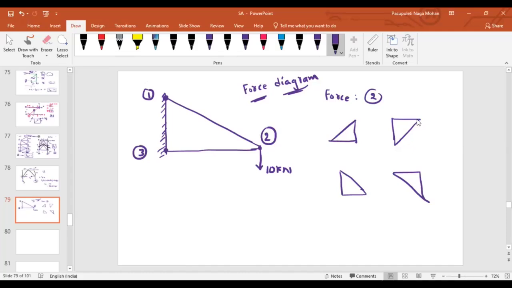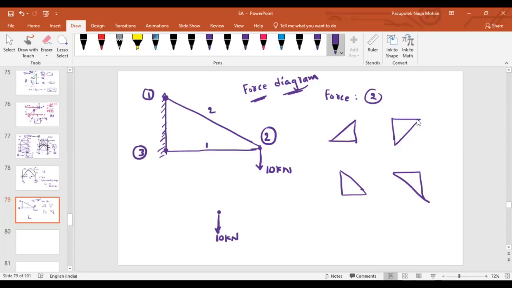If I draw the free body diagram at joint 2, this is the external applied force, 10 kilonewton. Can you tell me, by the application of the loads, what do you think? Let us say this is member 1, this is member 2.